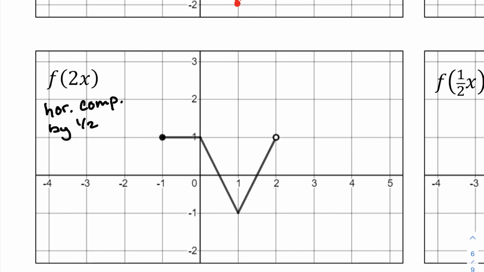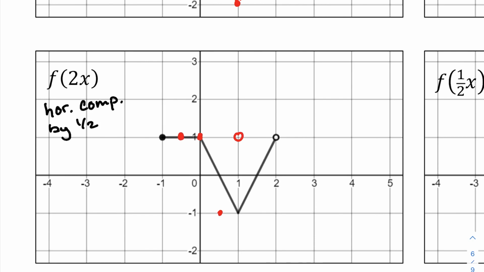Okay, so every point is going to be half as far from the y-axis as it used to be. So the hollow point will be here. The bottom of the V will be there. Make that better. There we go, there. Any point on the y-axis is not going anywhere because it's already on the y-axis, so cutting its distance to the y-axis in half doesn't do anything. But the terminal point, that point right there, will no longer be there. It'll be half as far. So our graph's going to end right there.